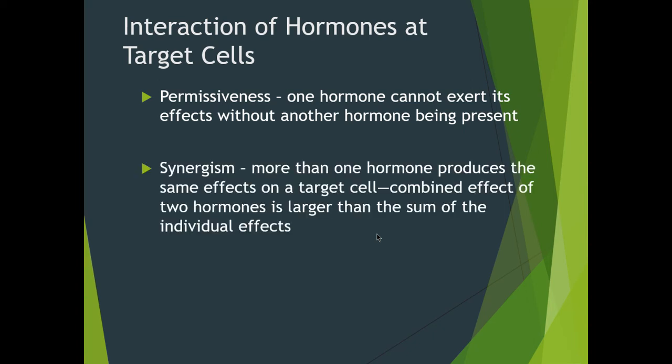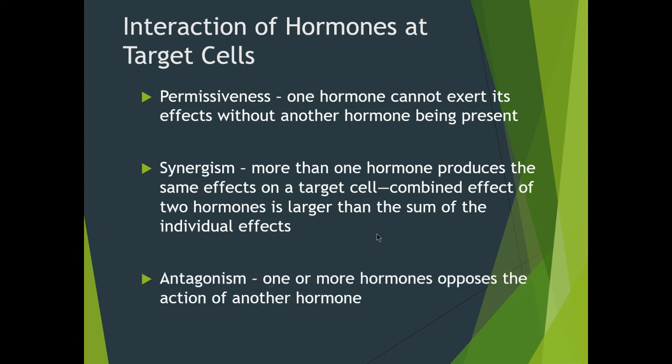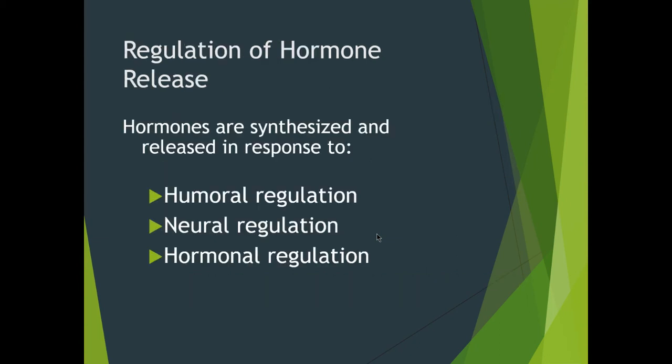Synergism is when you have a combined effect of 2 hormones that's bigger than you expect, bigger than the sum of the 2 individual effects. And then finally, antagonism is when you have one hormone doing exactly the opposite of another hormone. So 3 different interactions.